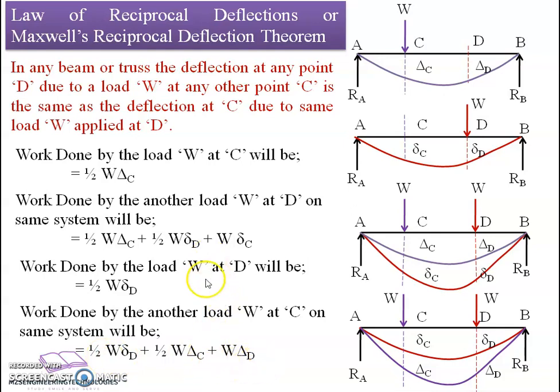Okay, if I equate these two equations of reversed loading, what will I get? I will get delta D by C is equal to delta D. That's the proof for the statement made by Maxwell in his reciprocal deflection theorem. Okay, now let's move towards the next case.